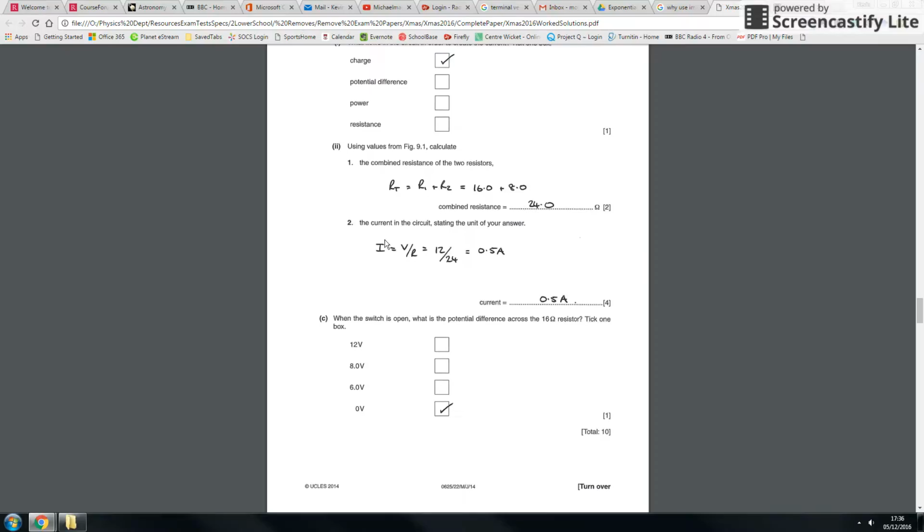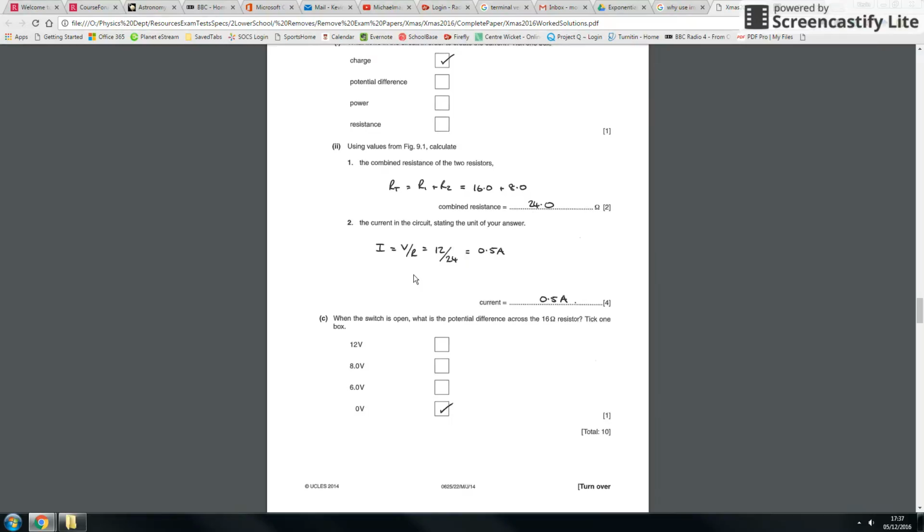And be very careful. Some people wrote a C here: C for current equals V over R. I knocked a mark off if you did that. C is the letter we use for the units of charge, coulombs. You're expected to know that the letter I is used to represent current. Blame the French for that. Intensité is how current used to be talked about in the early days of electricity, but you are expected to know that I equals V over R.